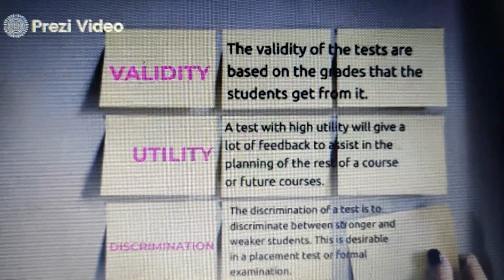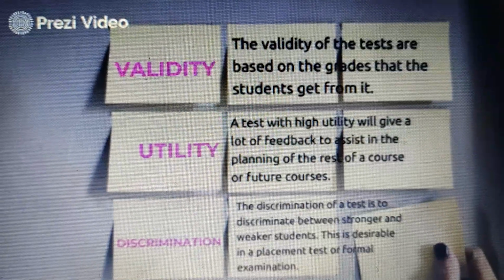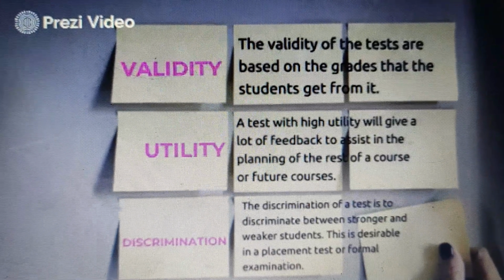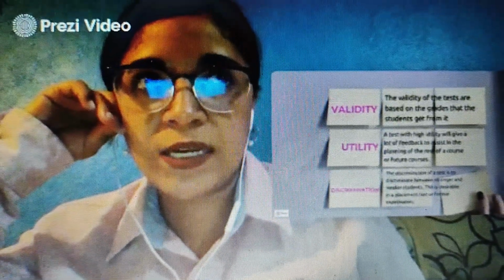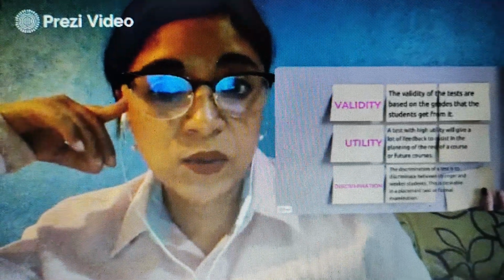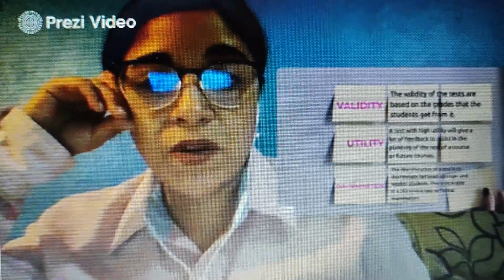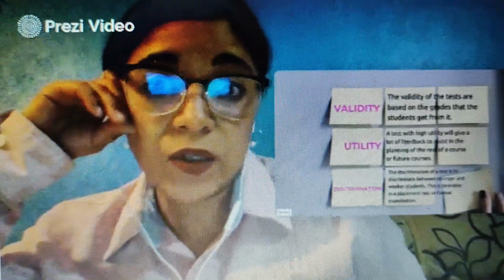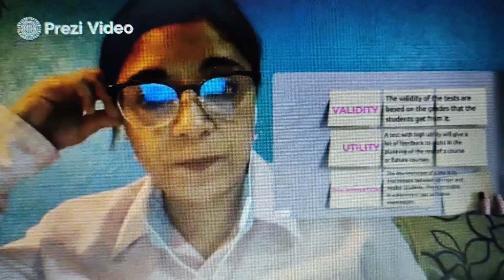The discrimination of a test is to discriminate between the stronger and weaker students. This is desirable in a placement test or formal test. So I think the discrimination of the test is very important to take into account, because we don't do that, and despite that, we keep using the same tests that maybe are not really functioning with our students and with the objectives that we need to achieve.